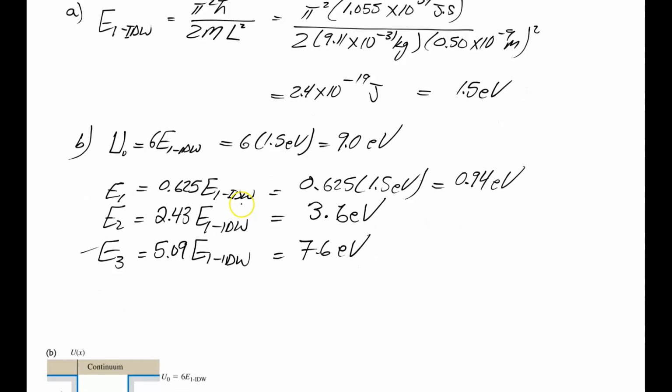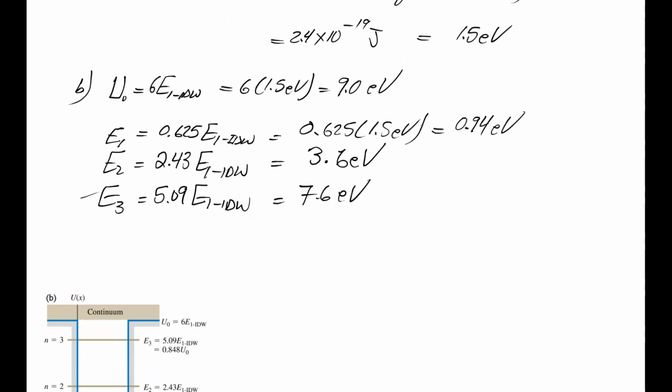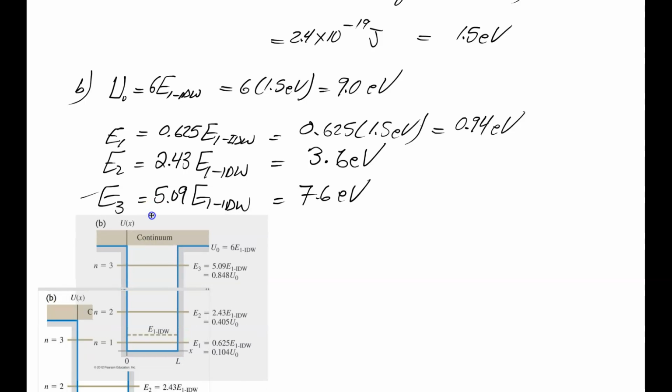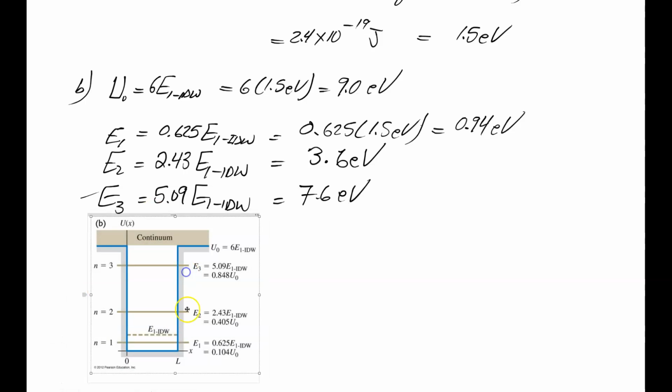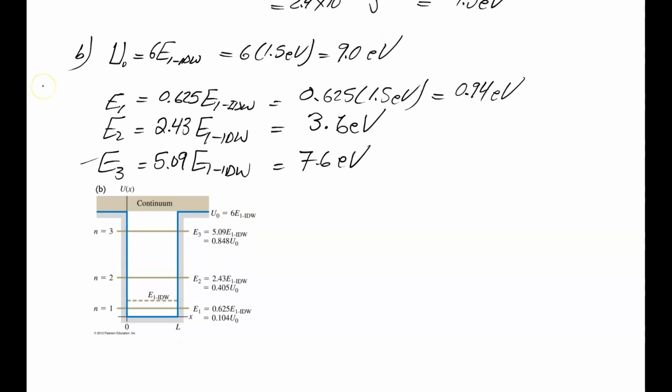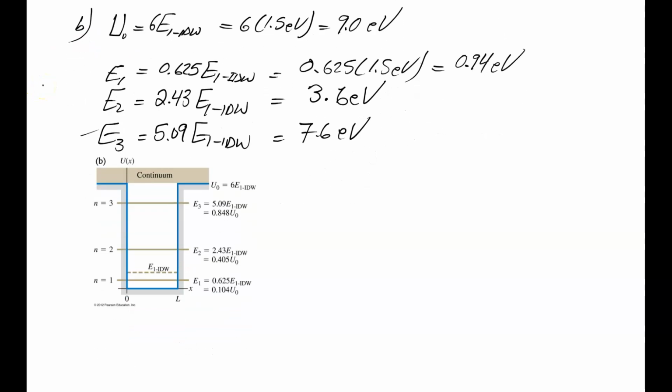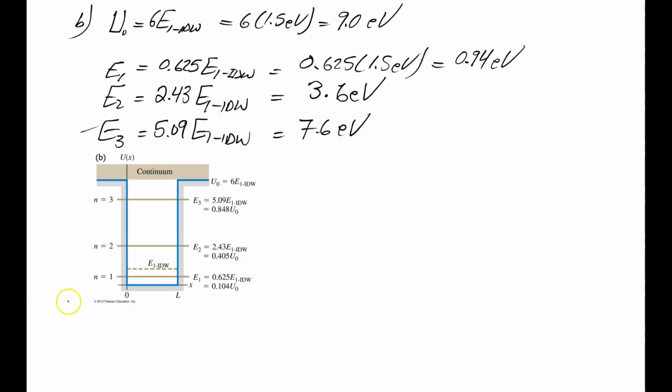The graph that I was talking about is the following. So we can see that E1 is 0.625, and E2 is 2.43, and E3 is 5.09.